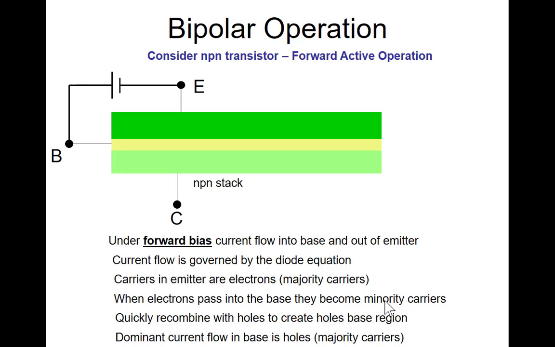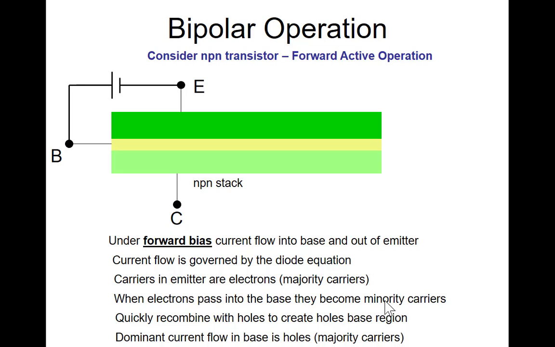The carriers in the emitter are electrons, so they're majority carriers. The carriers in the base are what? Holes. Are they majority or minority carriers? Minority. Remember, holes in a p-type region are still majority carriers. So the current flow in the emitter is by majority carriers, and the current flow in the base is by majority carriers. It just happens that in one place they're holes, and in one place they're electrons.